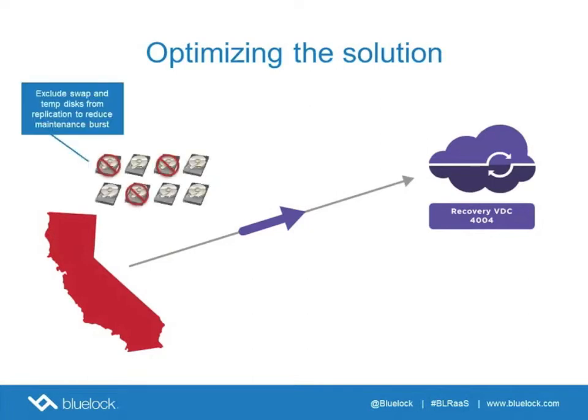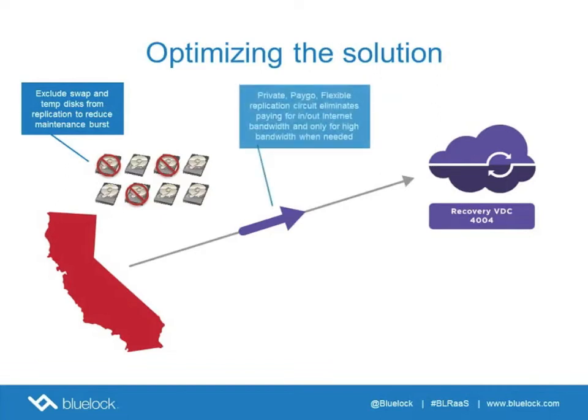So as you alluded to, we have the ability to exclude temporary disks, swap disks from this. If there's a database dump disk or something, it can be excluded from the replication. So again, it takes those bursty chunks of data and brings them back into norm. When that database is dumped, there is no impact on the bandwidth or the rate of change.